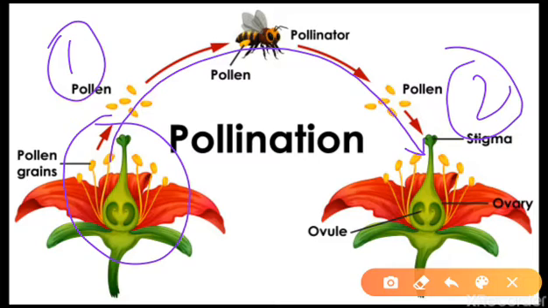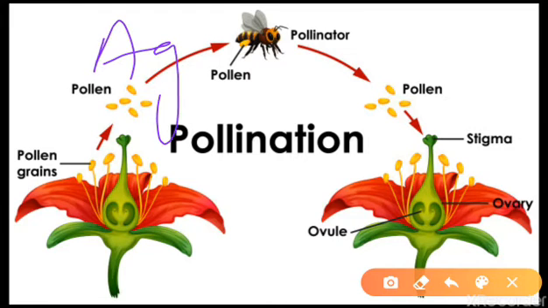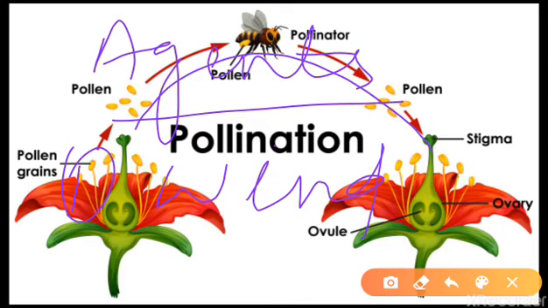Now how will the pollen grain jump from this flower to this flower? Maybe there is a distance between them. So how can they be transferred? They are transferred by agents. So what are the agents through which pollination can occur? The first agent is the wind. With the help of the wind, the pollen grain can be transferred to the stigma of the other plant. The second one is the insect.